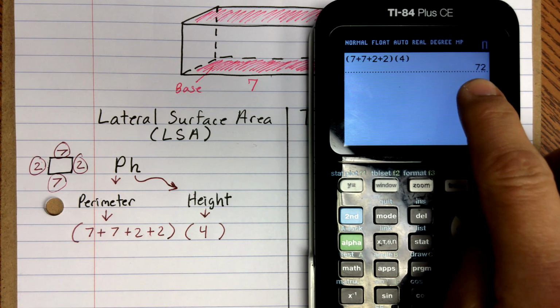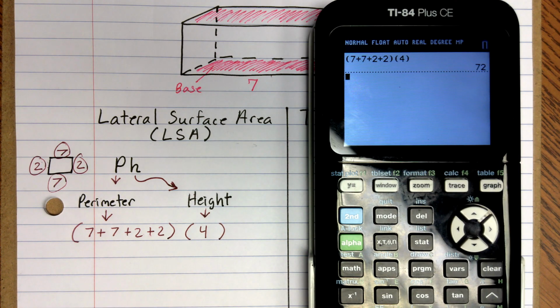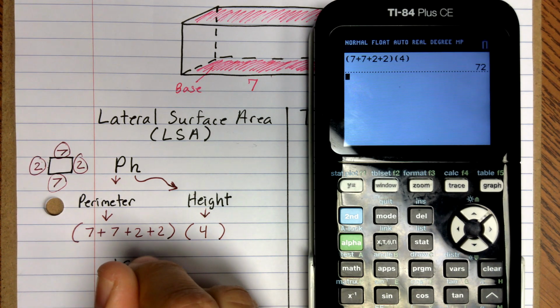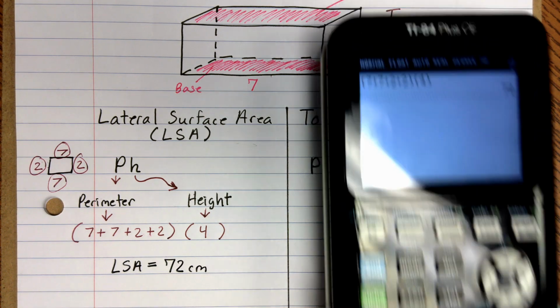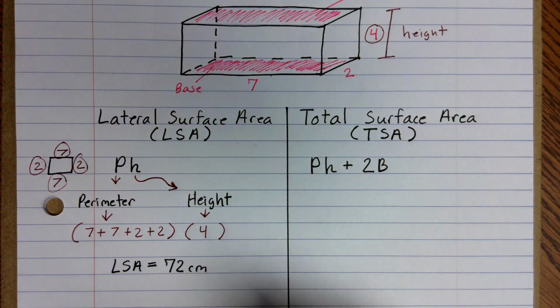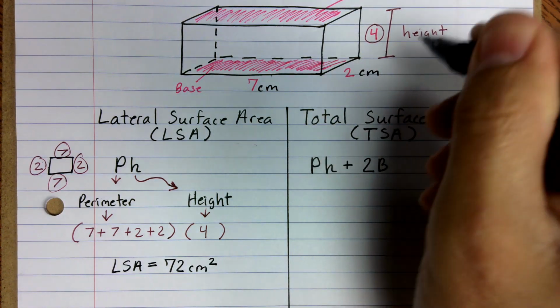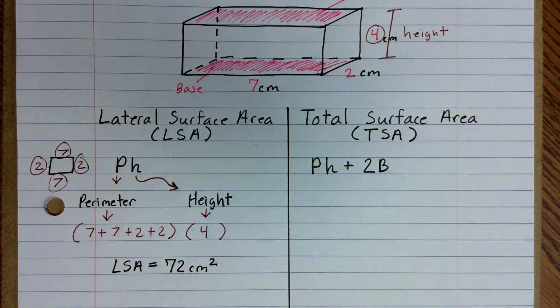And so for this particular shape, my lateral surface area is going to be 72. So I'm going to write over here, LSA is equal to 72. And let's say this is centimeters. So 72 centimeters squared. So I'm just going to add centimeters to each one of these measures. Now, this is how we found the lateral surface area.